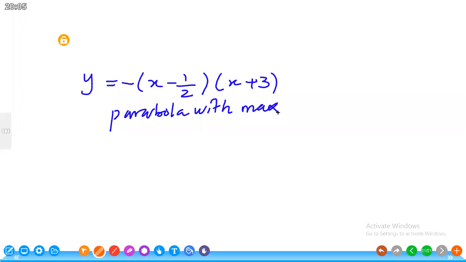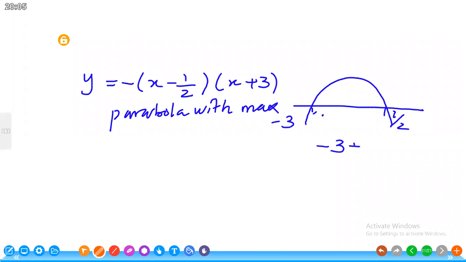Here, first find the points. Here is a maximum graph, so find the points. The graph intersects the x-axis here and here, at -3 and +1/2, right? So you have to find the mid value of these. You have to add these points and divide by 2.